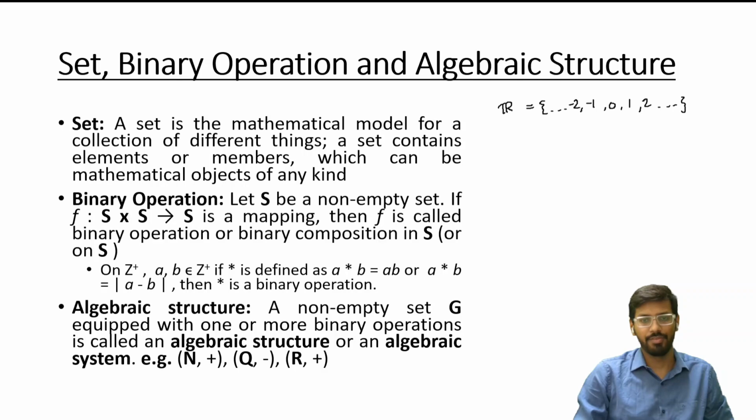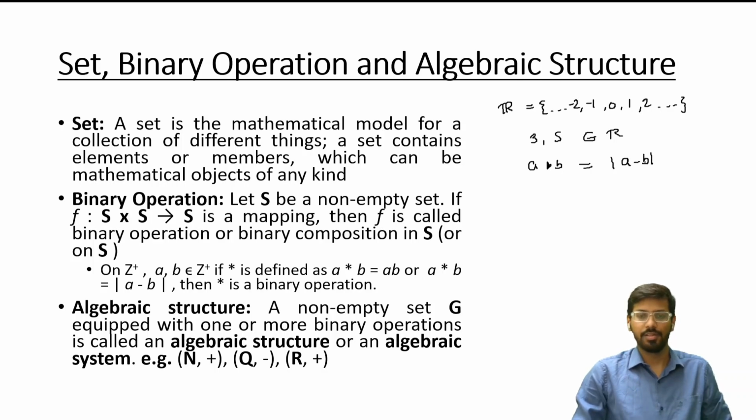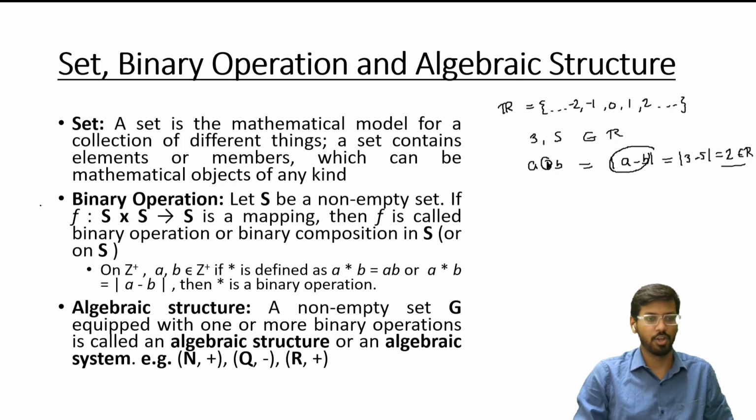फॉर एग्जांपल, if we take two elements from real numbers, suppose we take 3 and 5 that belong to real number R, and we define a binary operation A star B equal to mod A minus B. Okay, so this is minus with modulus. So this will be 3 minus 5, that is 2. That also belongs to the real numbers. So this is defined as a binary operation, and we denote this binary operation with this star.